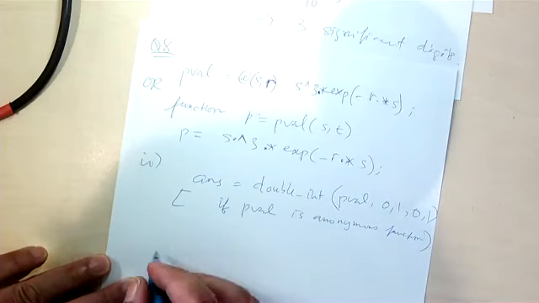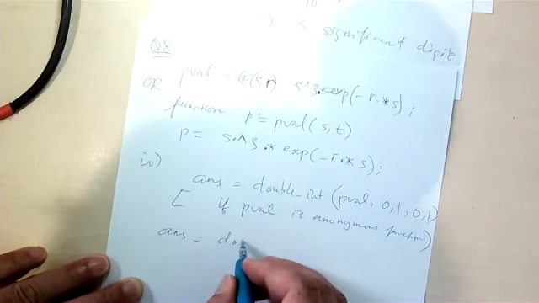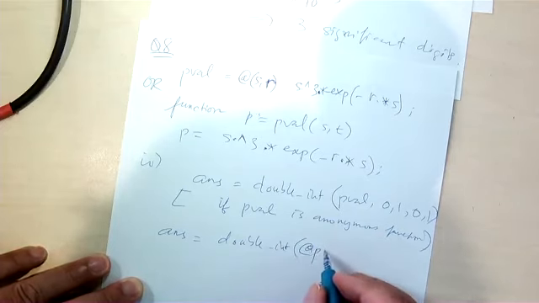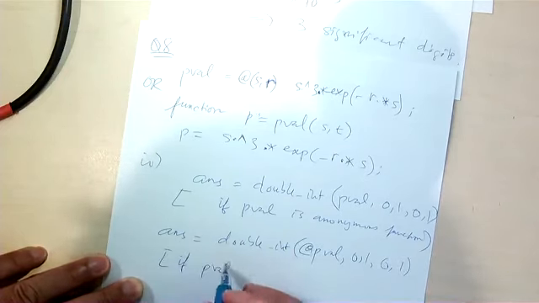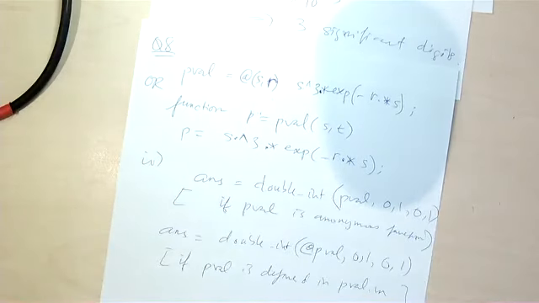but if it's not an anonymous function, if it's defined in the MATLAB files, in pval.m, then you have to put in a function handle. So if it's anonymous, you don't have to put in the function handle, but if it's defined in pval.m, you have to.